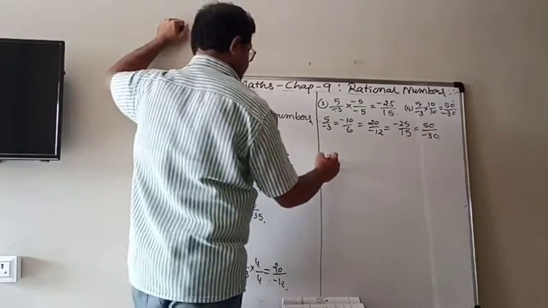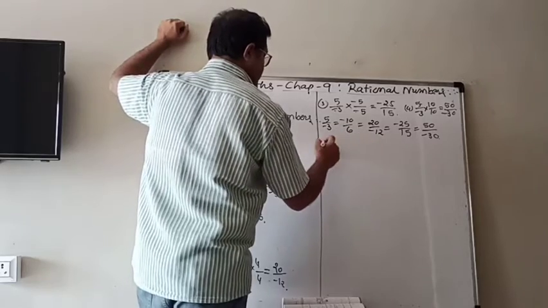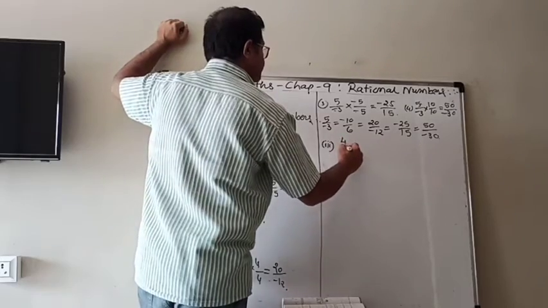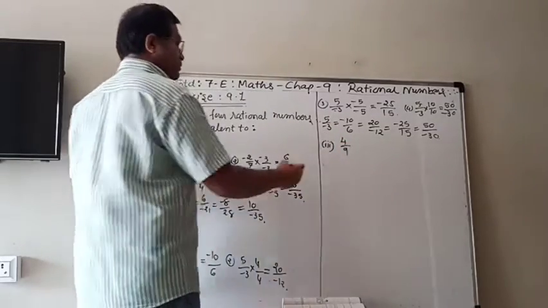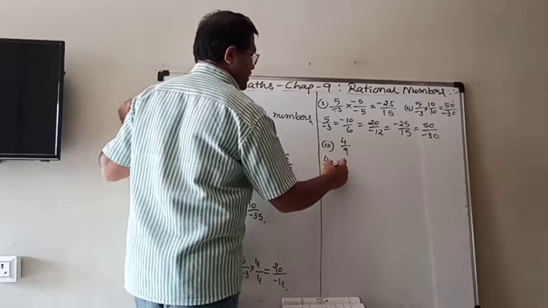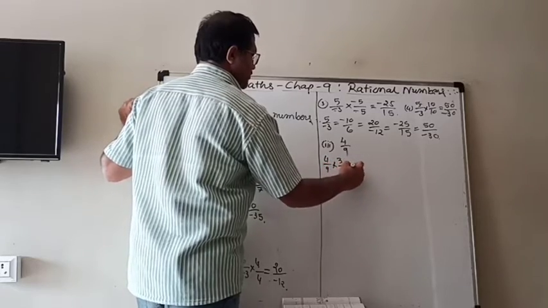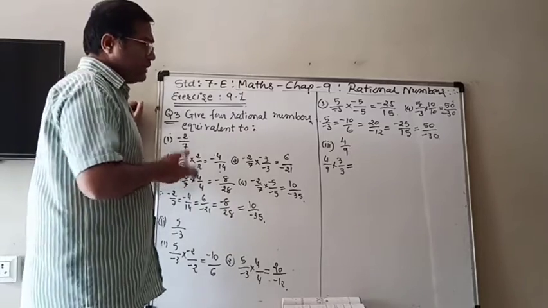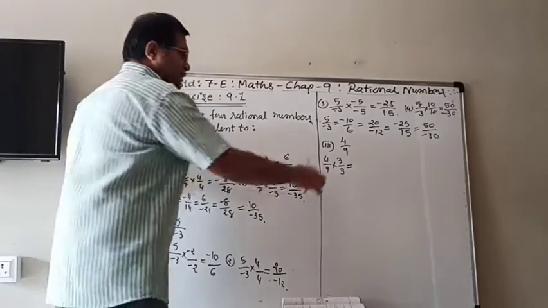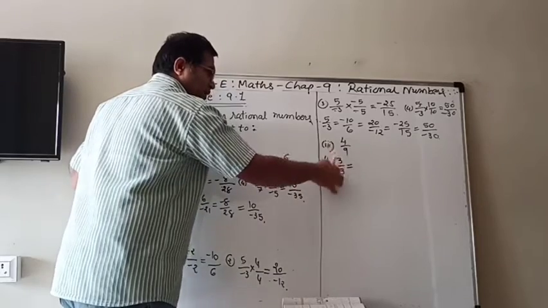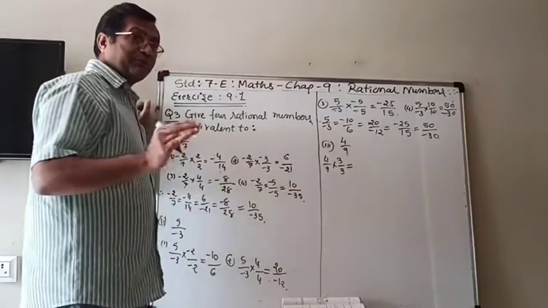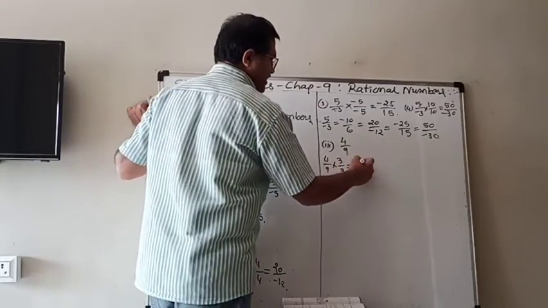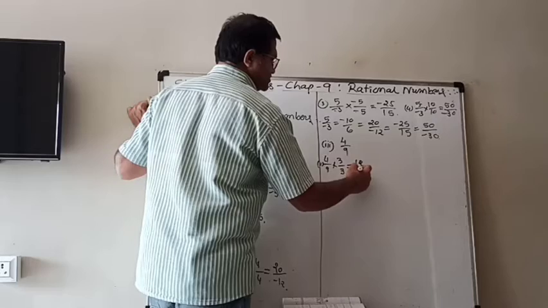Last one. The third number given is 4 upon 9. So now 4 upon 9 multiplied by, you can take 3 upon 3. It depends on you which numbers you want to multiply, but make sure that both numbers are the same and the sign is also the same. If you take positive, both 3 and 3, or minus 3 and minus 3, like that. So 4 threes are 12 upon 9 threes are 27.